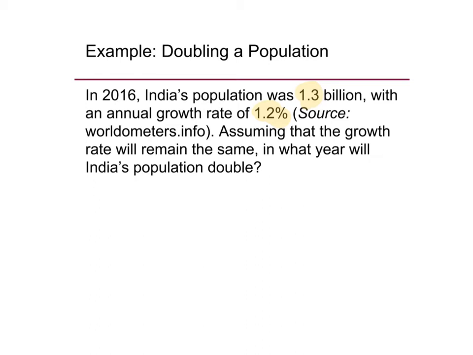A equals P times 1 plus r to the nth power. In this one, because they say in what year, we're solving for the exponent. That is our unknown, so we're going to have to use the logs on this one again. But let's substitute in what we do know. We do know that their initial population at the beginning is that 1.3 billion. That's the P, the principal.